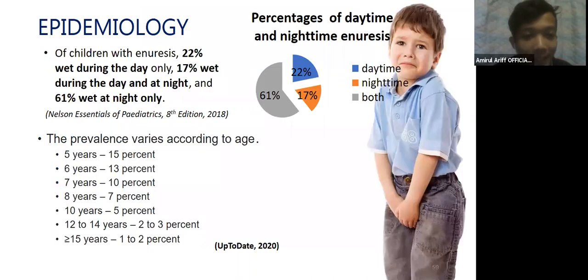So now, briefly, we just talk about the epidemiology of the distribution of this problem in the population. As you can see from the pie chart, of the children with enuresis, 20% wet during the day only, 70% wet during the day and at night, and 61% wet at night only. So the most common is nocturnal enuresis, and the prevalence varies according to age. What I can conclude is that as the years go by, as the age increases, the incidence will of course decrease, right? So not much to talk about the epidemiology. Next.